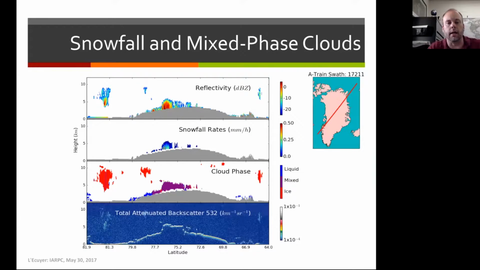So this is an example here of the data sets that we're talking about. This is the reflectivity observed by CloudSat, and this is the backscatter from Calypso. The only thing I want to point out here is that with the combination of these two measurements, we're able to estimate falling snow, where clouds exist in the atmosphere, and also go a step further and actually identify the phase of the clouds by looking at where Calypso has a really strong backscatter and where CloudSat has low reflectivity. We're able to identify mixed phase clouds for the first time, really using satellite observations.